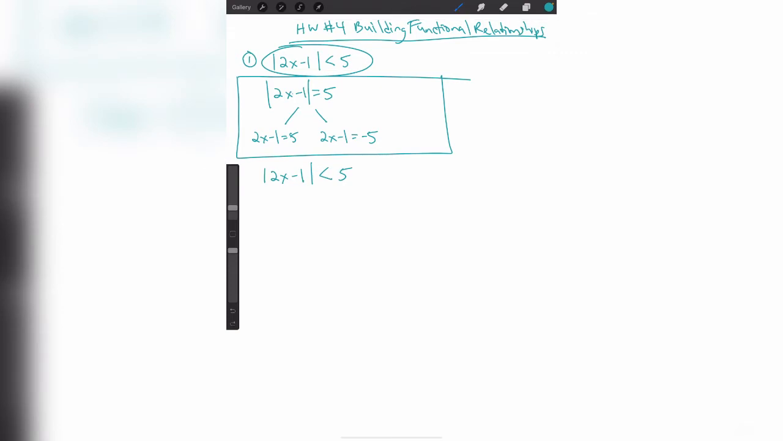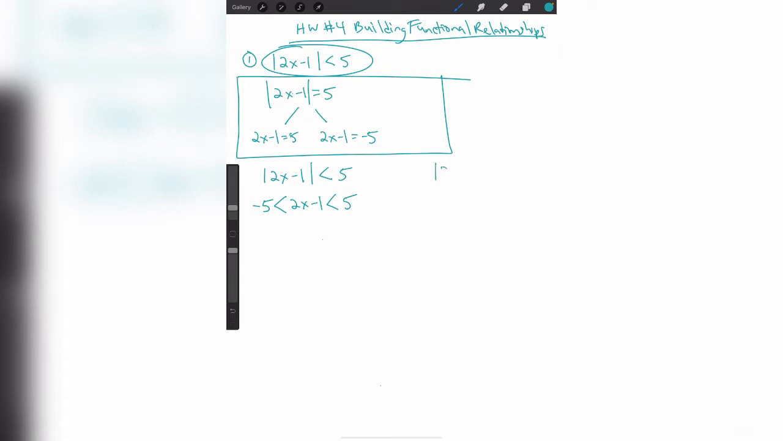Well, the way I would write this, if I wanted to continue, I would say negative 5. Remember how we turned this number into a negative before? Well, with an inequality, we're just going to say negative 5 is less than 2x minus 1, which is less than 5. Now, you might be asking why we actually did that.